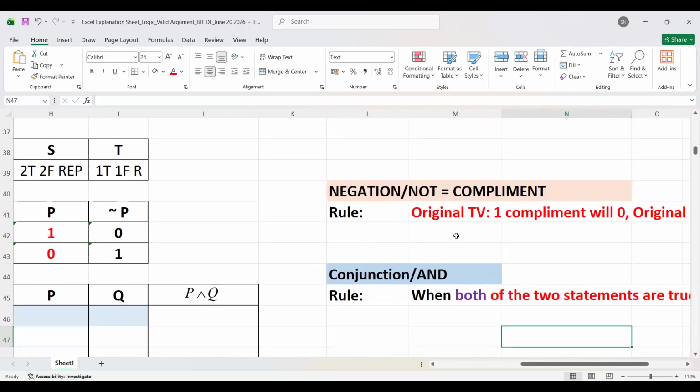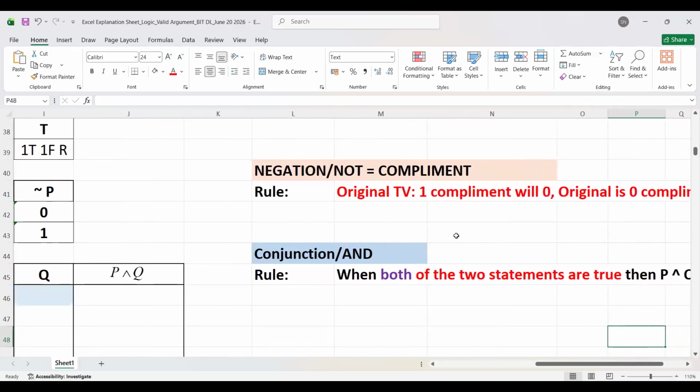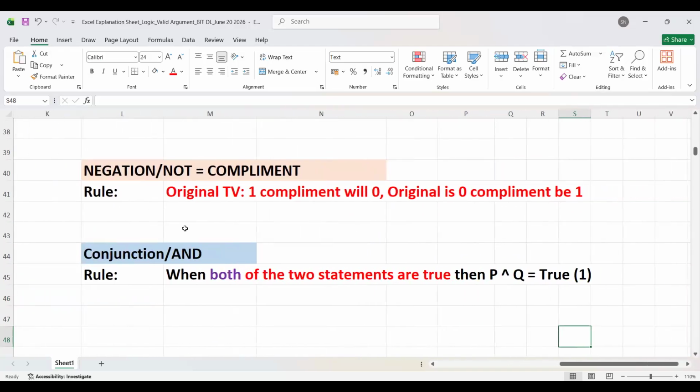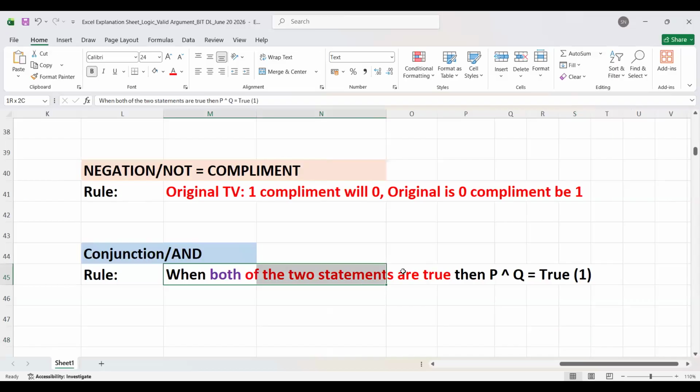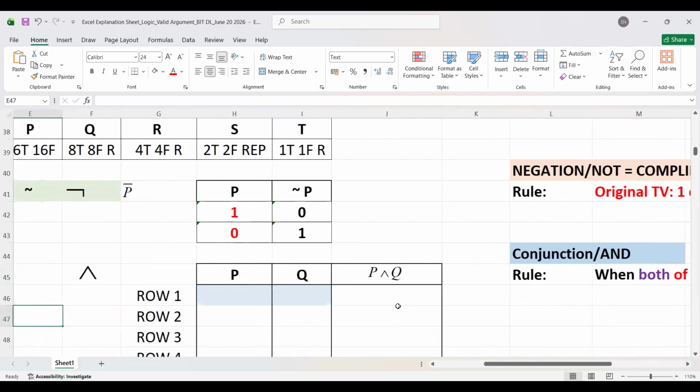Now, rule number 2 is and. And is conjunction. The best way to remember conjunction is the word both. Conjunction is when both of the two statements that you are combining, like P and Q, are true. Look at the rule: when both of the two statements are true, then the combination P and Q will be true. So the rule is both. If both are not true, then it must be something else.